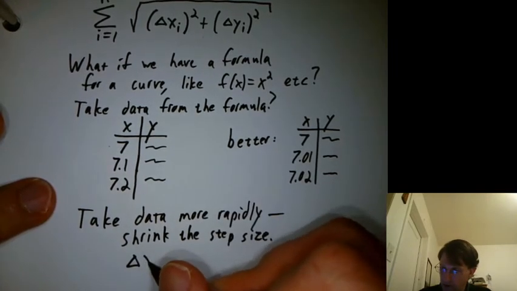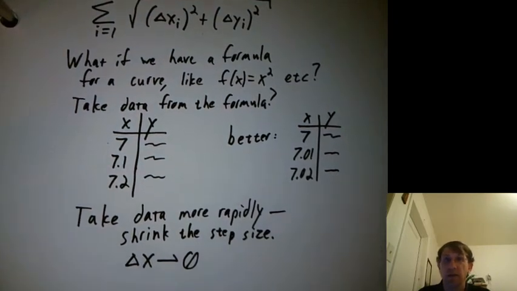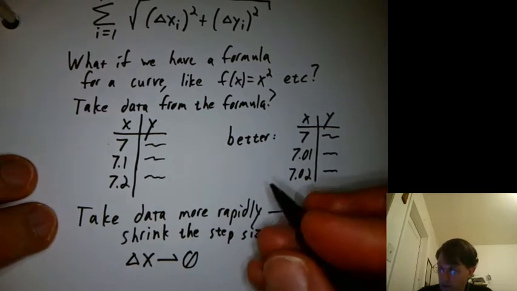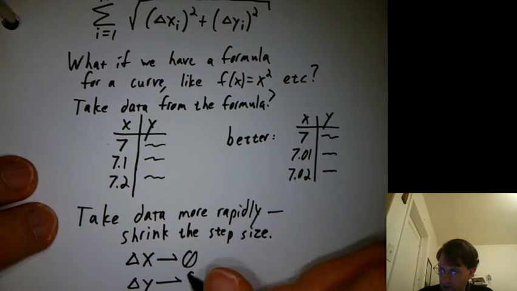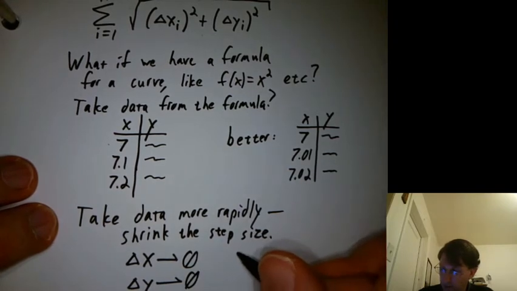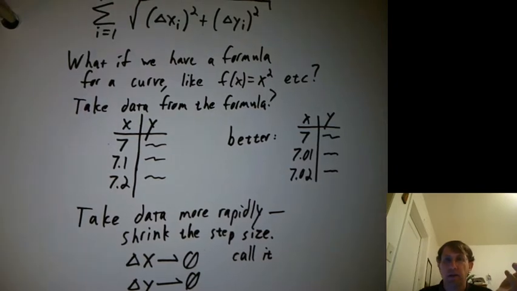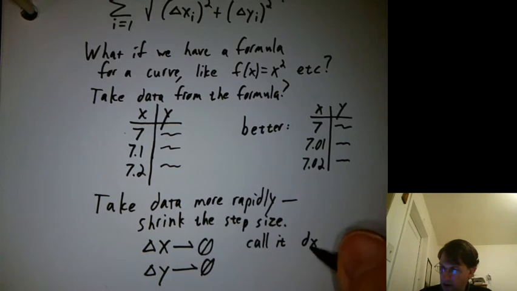So we're basically saying let delta x go to 0, right? That would be the ultimate in small steps, a basically 0 step or infinitesimally small. And let delta y go to 0 as well. And what do we tend to call delta x and delta y when we're sending them to 0? We tend to call them dx or dy.